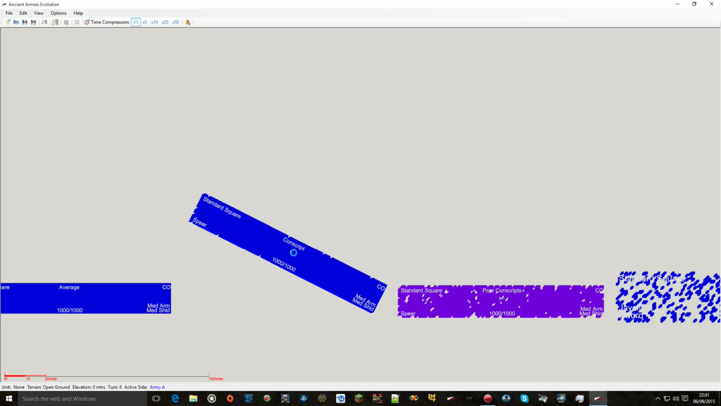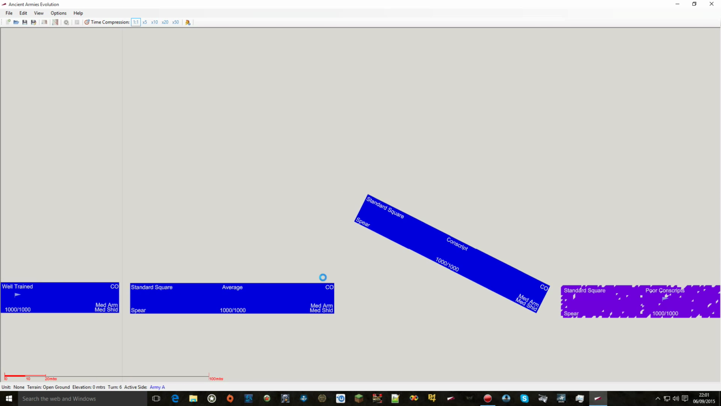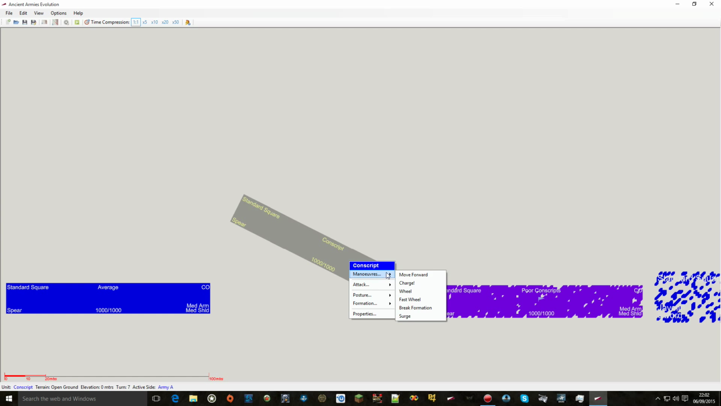Troops are still working out where they need to go. These allied conscripts are getting there, but it's taken them a long time. There we go. So they've already reformed. However, that was a standard wheel maneuver. Now, what happens if we go for a fast wheel?